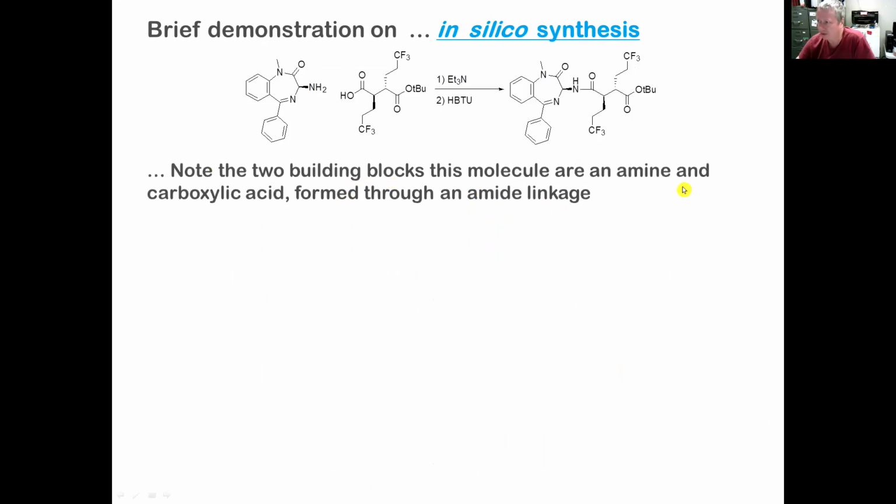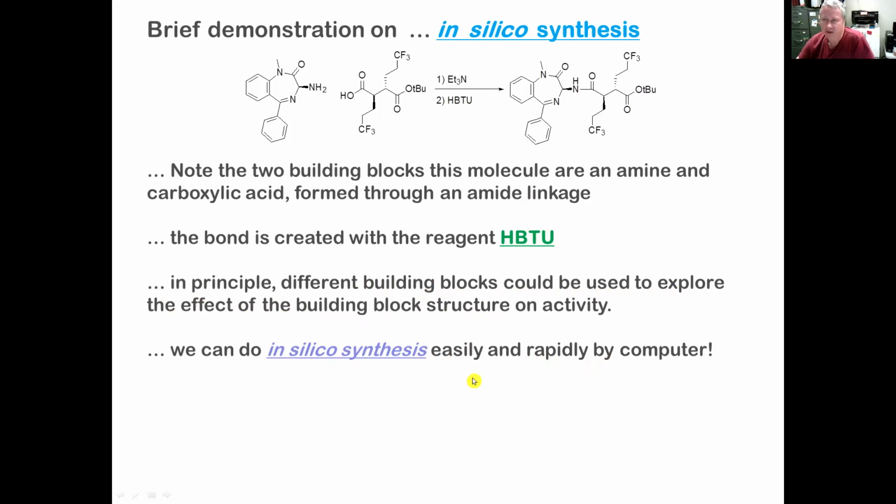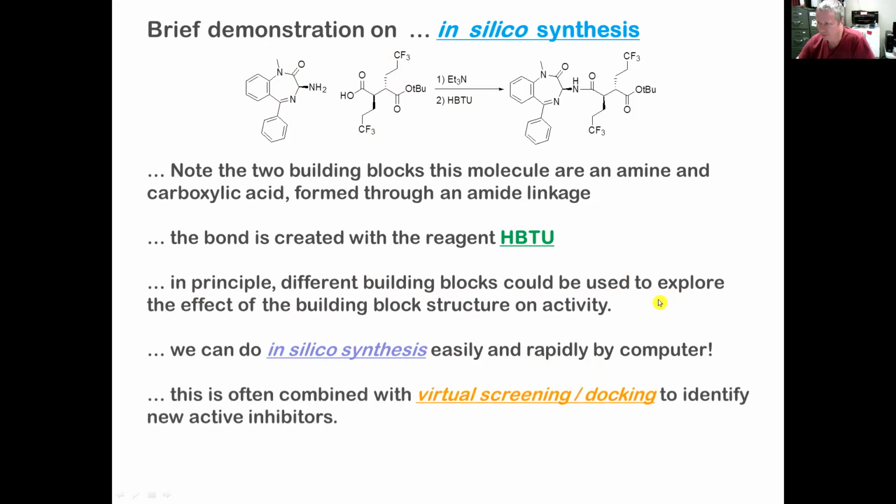Note the two building blocks, an amine and a carboxylic acid, are joined through an amide linkage. The bond is created with the reagent HBTU. Amides are notoriously easy to make. There are probably 20 ways we could come up with in case HBTU doesn't work. In principle, the building blocks could be used to explore the effects of building block structure on activity, right? We can do in silico synthesis easily and rapidly by computer and create virtual libraries based on either the left piece or the right piece, okay? And we might combine that with docking or something.